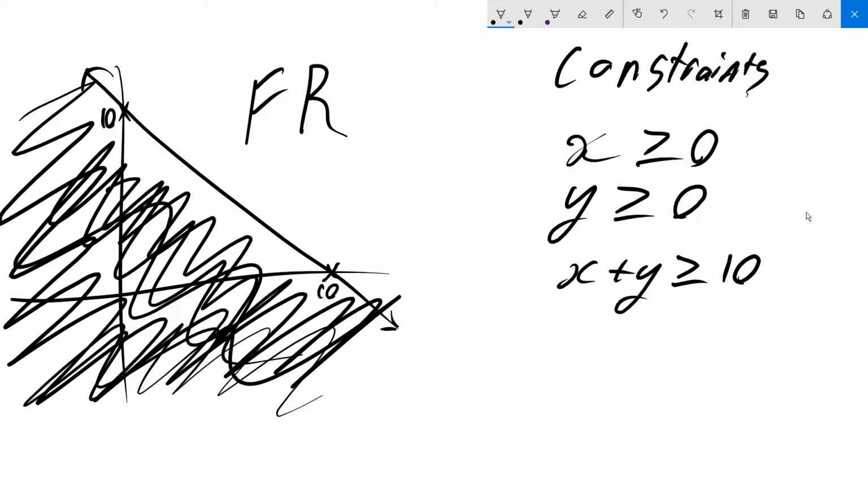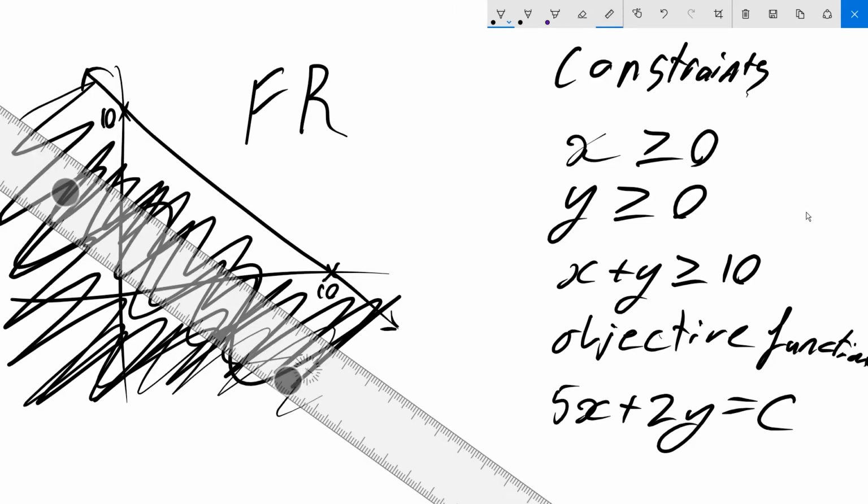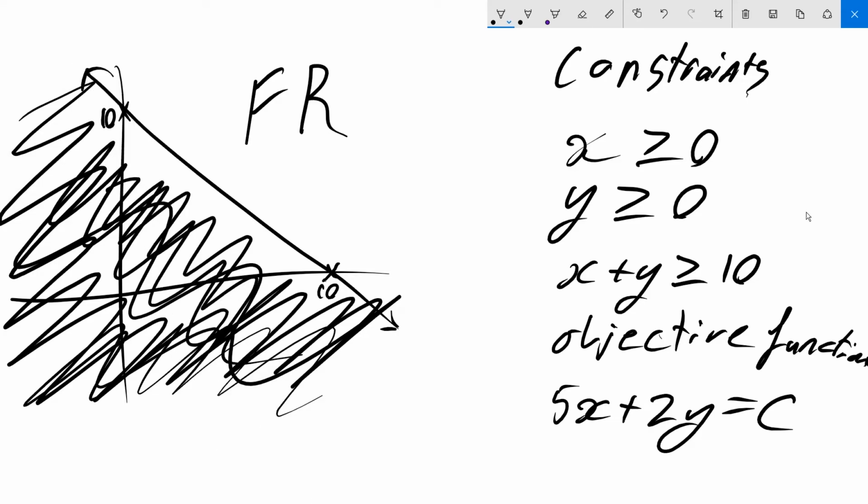So let's come up with some sort of objective function. Let's say it costs $5 to make X, and it costs $2 to make Y, and that equals cost. So again, we can use our sliding method and work out where this line will be, or we could just use the points again. So I'm going to get rid of this.